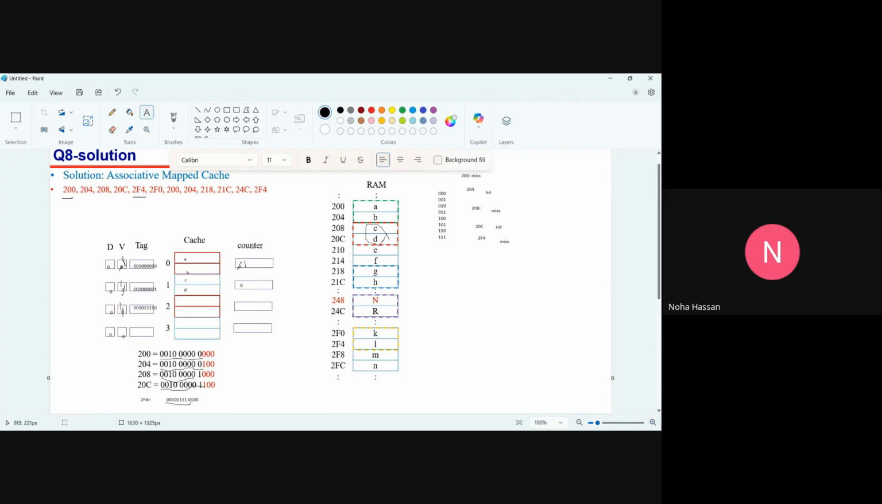2F4, where is it in the memory? It is right here, right? So I need to fetch the entire block. So I'll fetch K and L. I will get K and L at the same time. So I will come here. This will be my K. Then this will be here. Here is my L.